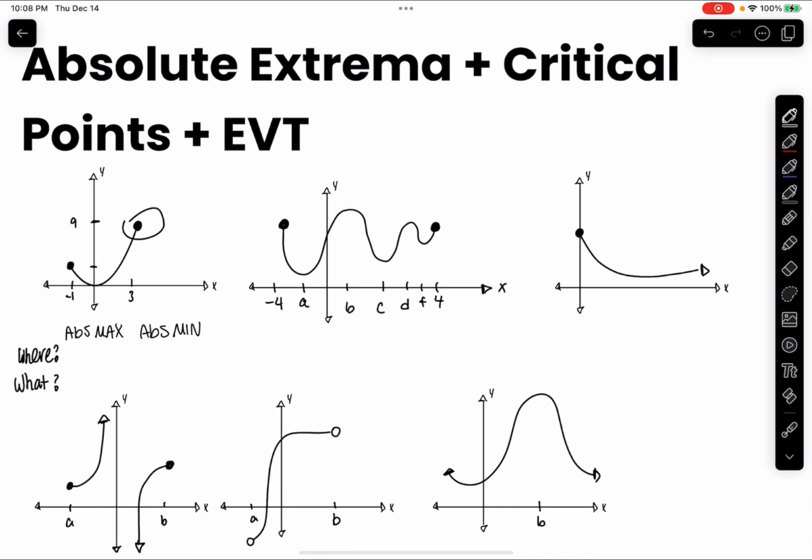Well, it's this point over here. So where is it located? It's located at x is equal to 3. So where is it? x is equal to 3. What is the actual value? What is the actual highest value? Well, that is the maximum value of this function.